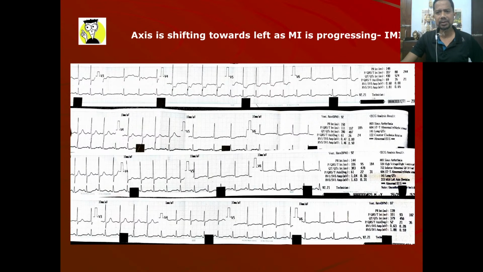Now something interesting is also happening out here. There is a slight subtle left axis deviation which is progressing. Now you look at the axis of QRS. Here the machine will detect P wave, QRS and T wave axis. So this is 35 degrees, this is 26, this is 22, this is 21. So subtle LAD is occurring because there is an inferior wall MI. Inferior wall MI, LAD; anterior wall MI, RAD. So this is the best ECG, and as the MI is progressing, the axis is changing. This is a very good ECG.